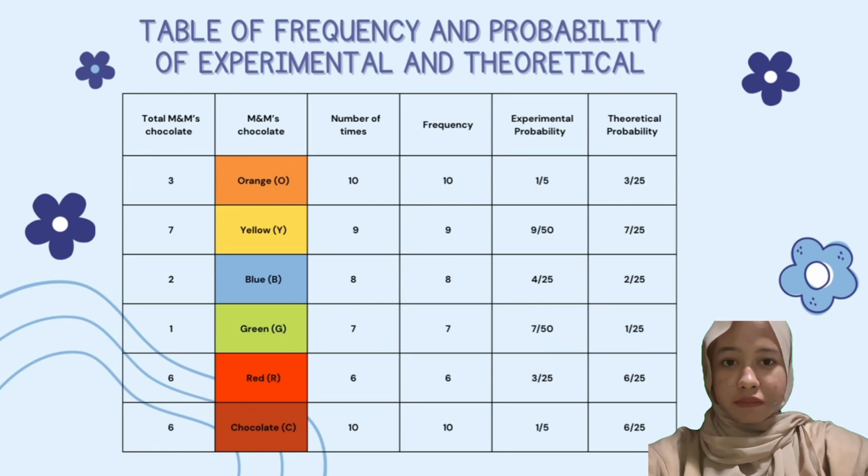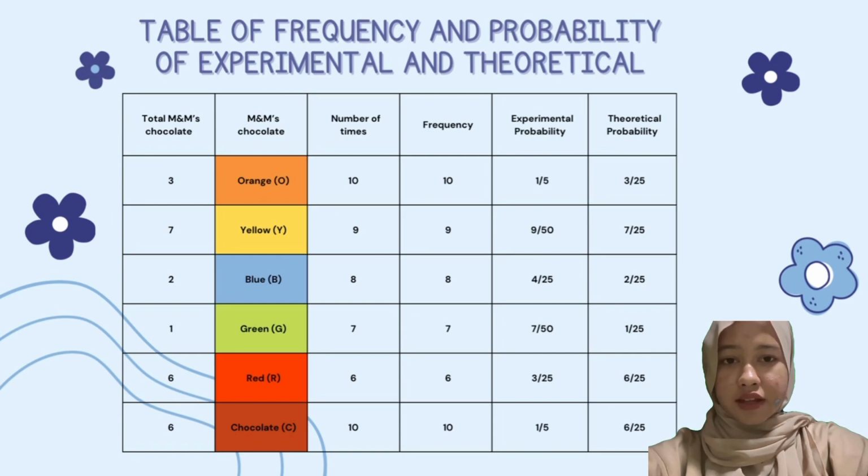For the first column, there are total of M&M's chocolate for each color, which is 3 of orange, 7 yellow, 2 blue, 1 green, 6 red and 6 chocolate. For column number of times and frequency, it shows the total for each colors that we pick during the experiment.